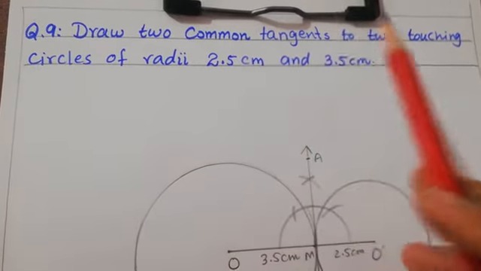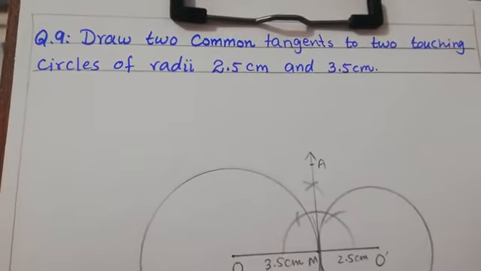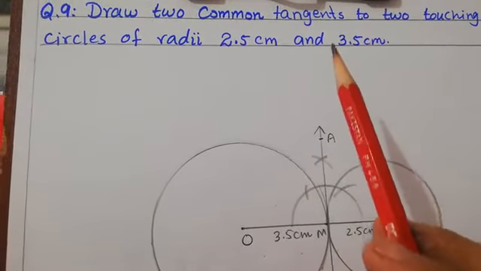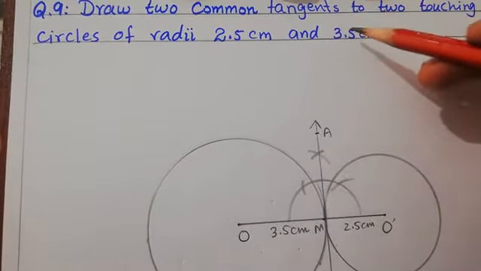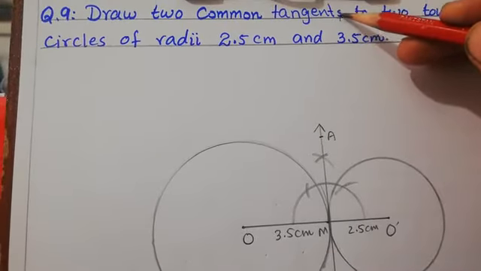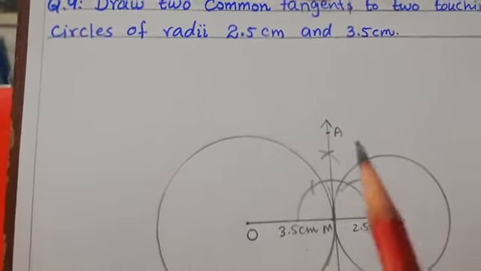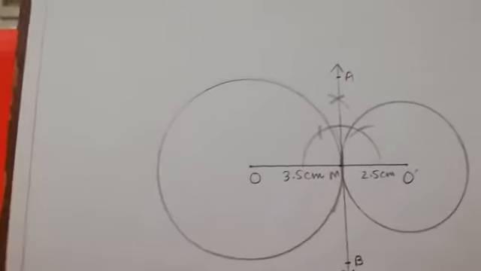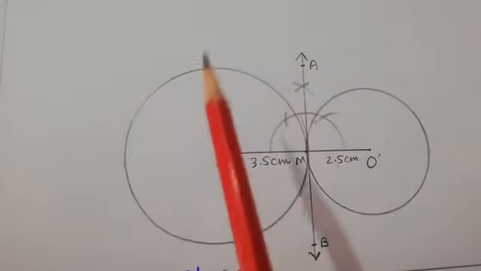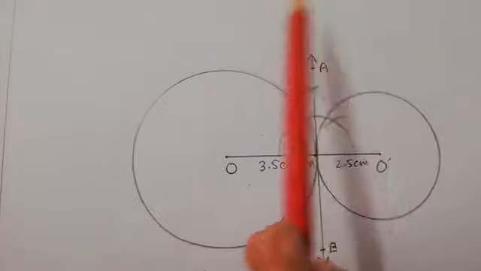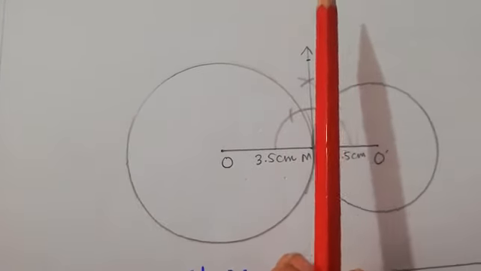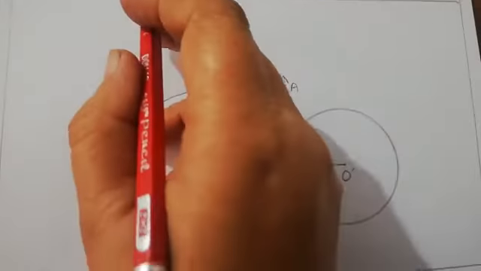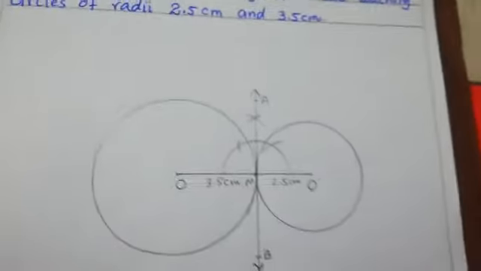Draw two common tangents to two touching circles of radii 2.5 centimeter and 3.5 centimeter. Here we will draw the common tangent. My dear students, here first of all we will take the two circles of radius 2.5 centimeter and 3.5 centimeter which are given, and after that we will draw the common tangent between these two touching circles, okay. Not two, this is draw the common tangent, this is common, okay, one tangent.